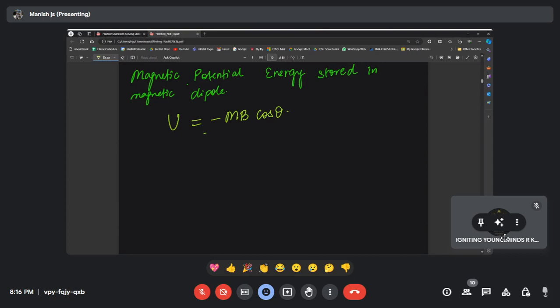So minus MB times cos theta. Again, you substitute the value for magnetic moment, and you will get minus BINA cos theta. That is the expression you will get for the magnetic potential energy.